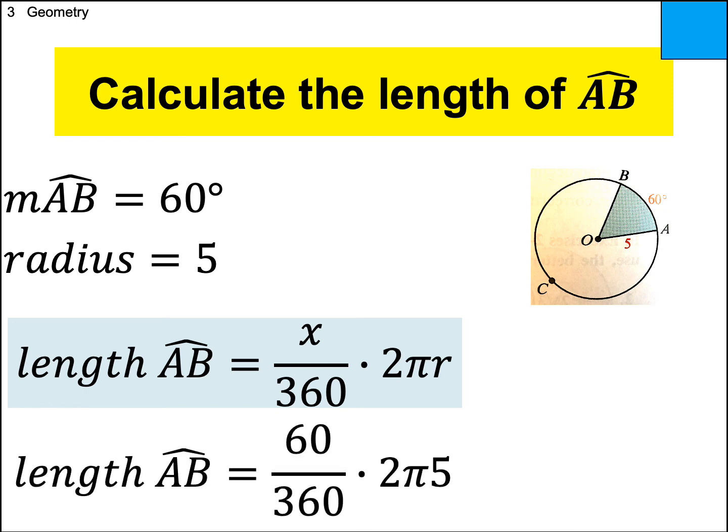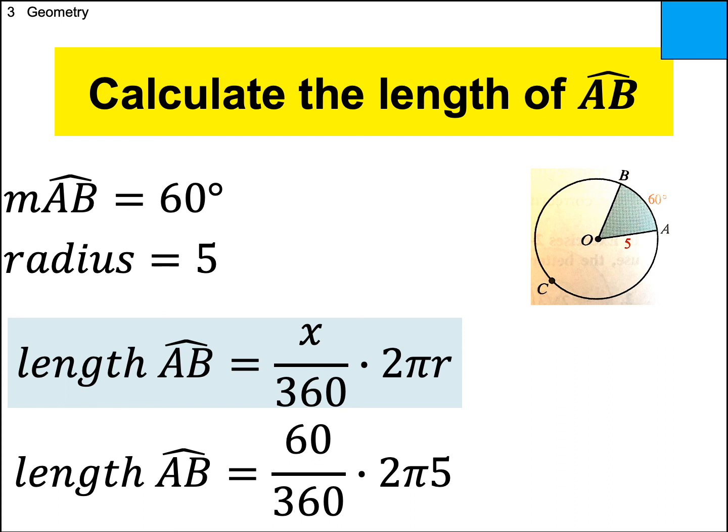So we plug in our numbers, we chug through that calculation. So how would you do this with a calculator? For me, what I would do is simply multiply everything on the top there: 60 times 2 times pi times 5, and then divide by 360. That's how I would type that into a calculator.